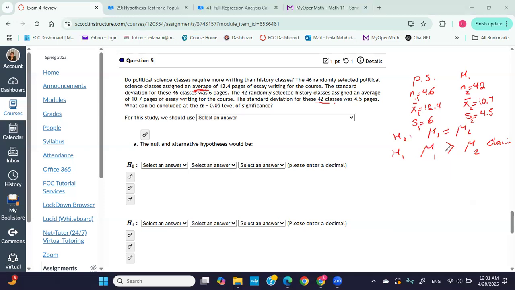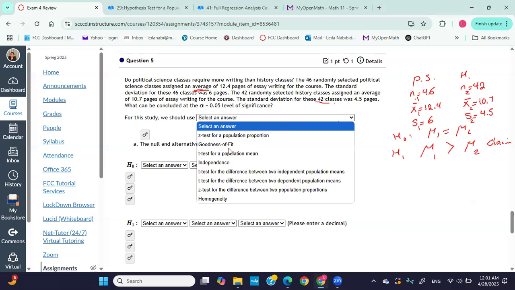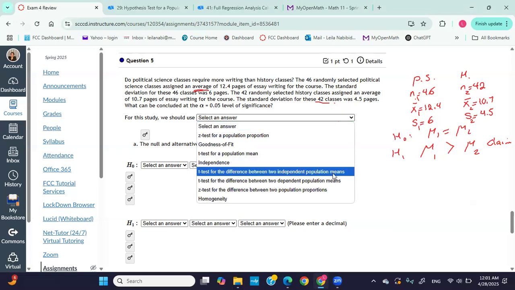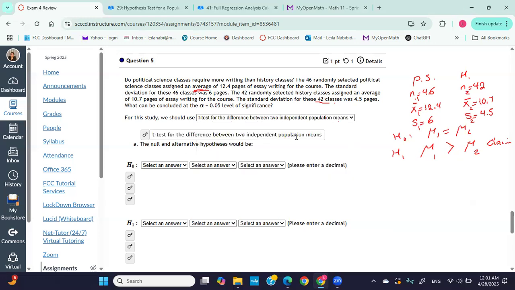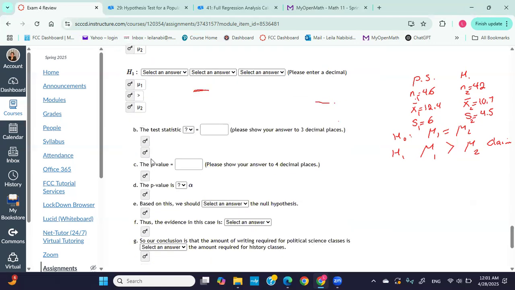Since no information is given to us about the population standard deviation, we're going to use a t-test. But a t-test for the difference between these two completely independent populations, because one class is political science, one class history, completely independent. So we're going to use a t-test for the difference between two independent populations. And I need to choose mu1 and mu2 for the null and alternative. As I said, for the null, we always put equal sign. For the alternative, we put greater than. You can see the correct answers here. Now it's asking what type of test are you using? So for sure, we're using a t-test.